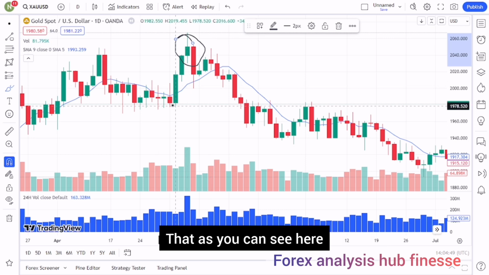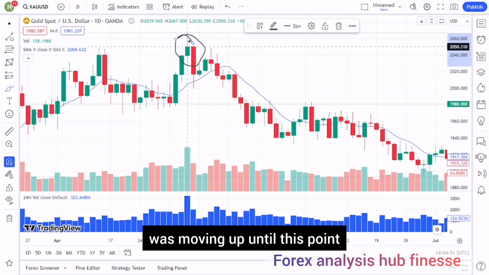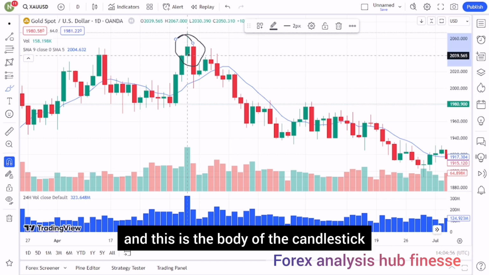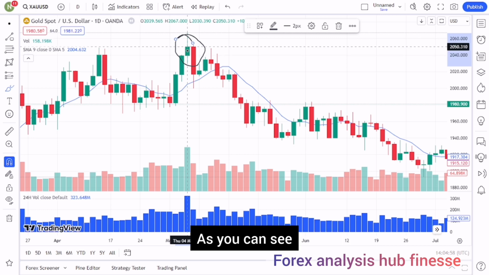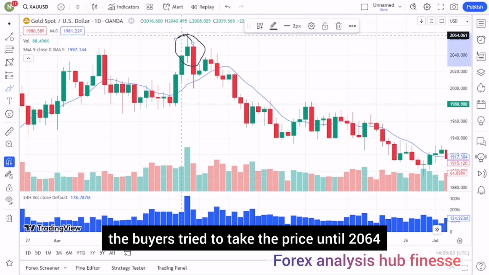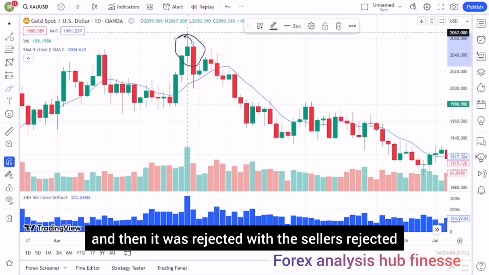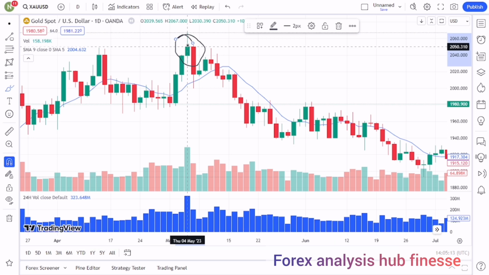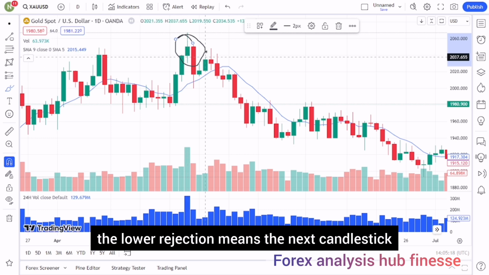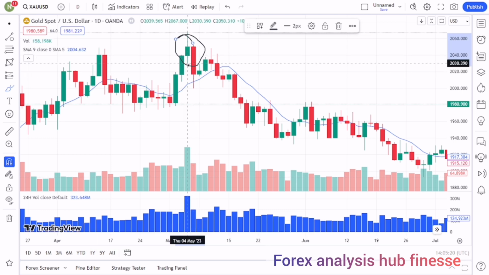As you can see here, the trend was moving up until this point. This is called a wick, and this is the body of the candlestick. The wick is longer on the upper side. That means the buyers tried to take the price up to 2064, and then the sellers rejected that price to around 2060. This rejection is bigger than the lower rejection, so the next candlestick will have to sell.